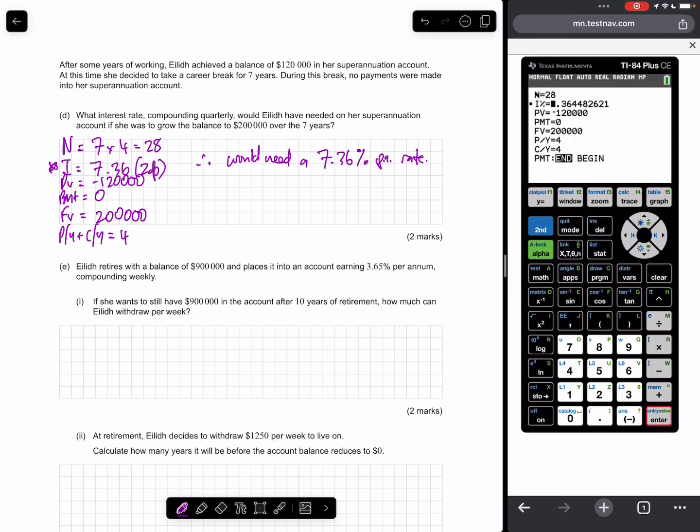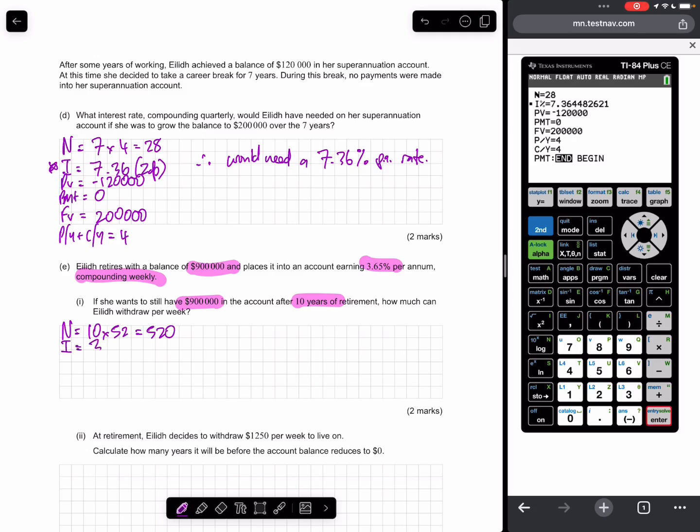Lead retires with a balance of 900 grand, places into account, earning 3.65% per annum, compounding weekly. So this is the pension fund. If she still wants 900,000 in the account after retiring for 10 years, how much she can withdraw? So basically she's just surviving on interest generated alone to keep it at 900 grand. So, and 10 years weekly, it's going to be 520 weeks.